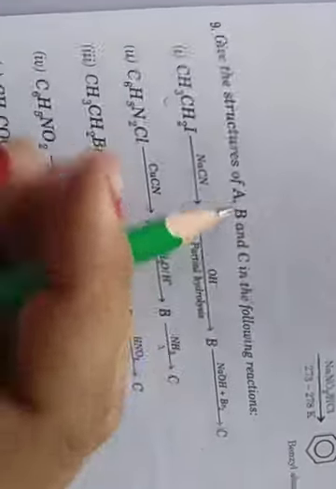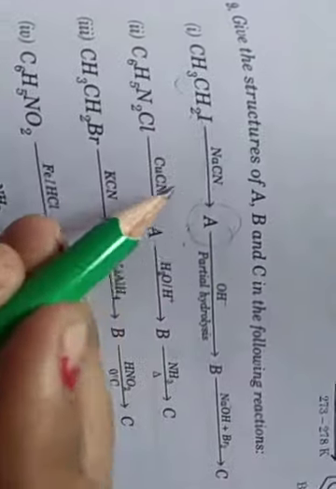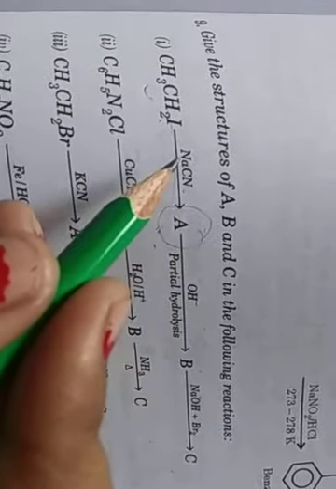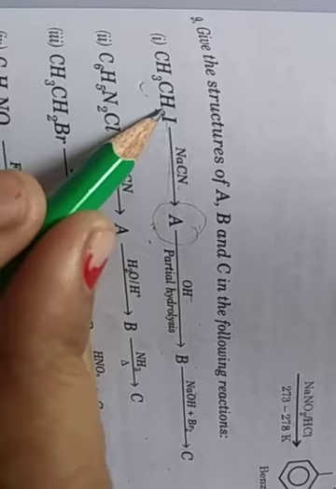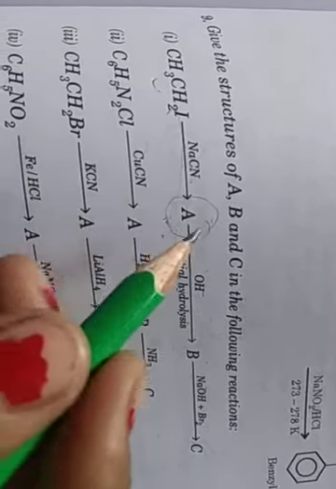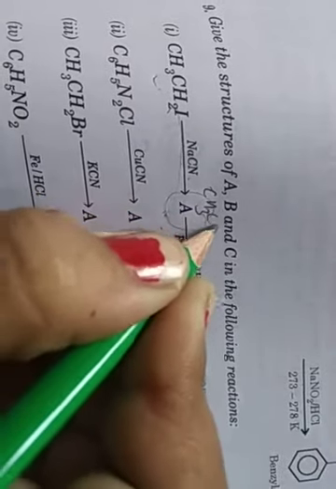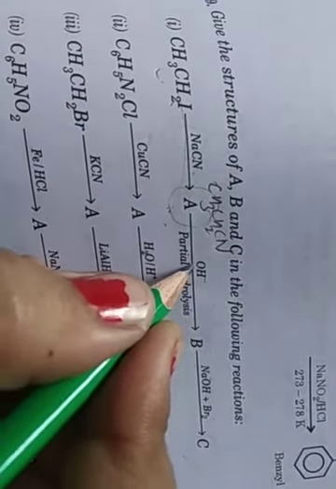Here you see CH3CH2I, right? Then it reacts with NaCN, sodium cyanide. You already learned that sodium is removed with the iodine and cyanide is attached with the carbon. So CH3CH2CN. Then hydrolysis, so the carbon is also attached with the oxygen.